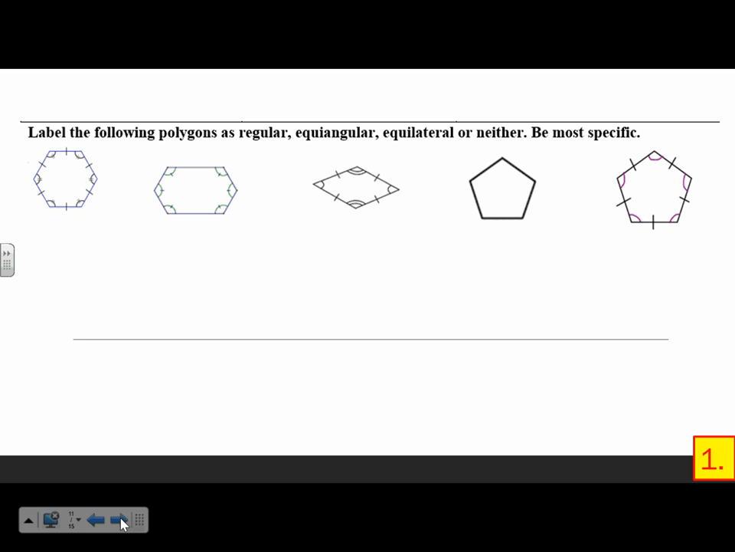Be most specific. Now, the reason it says that is because if you look at this first one, you could say all the angles are the same, so this is equiangular. Well, you're right, but it's also equilateral, which makes it regular. So when they say be most specific, I want the one that includes all of those. So this is actually a regular polygon. The next one's equiangular.